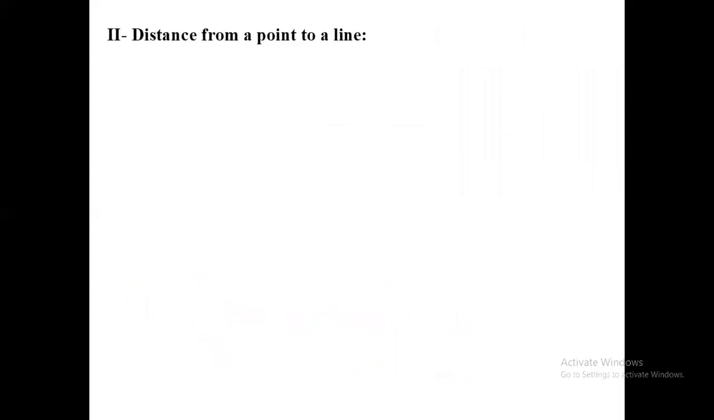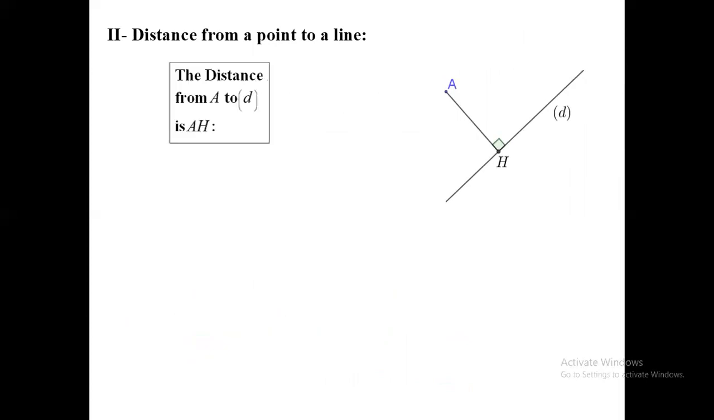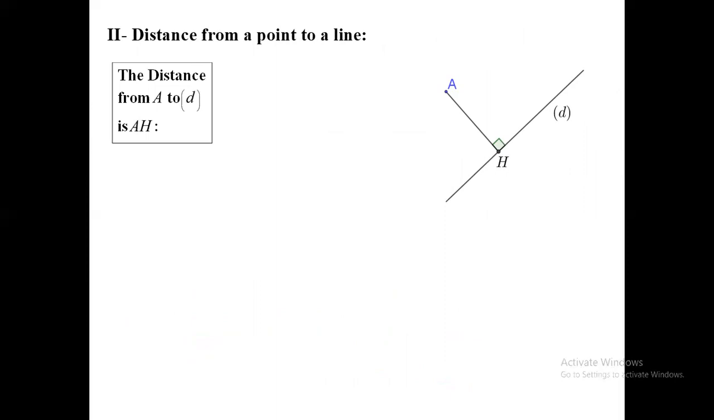How to find the distance from a point to a straight line in an orthonormal system? Last year, in the chapter Scalar Product, you have studied how to calculate the distance from A to D. In the figure, this distance is the perpendicular distance. In the figure, it's clearly AH.